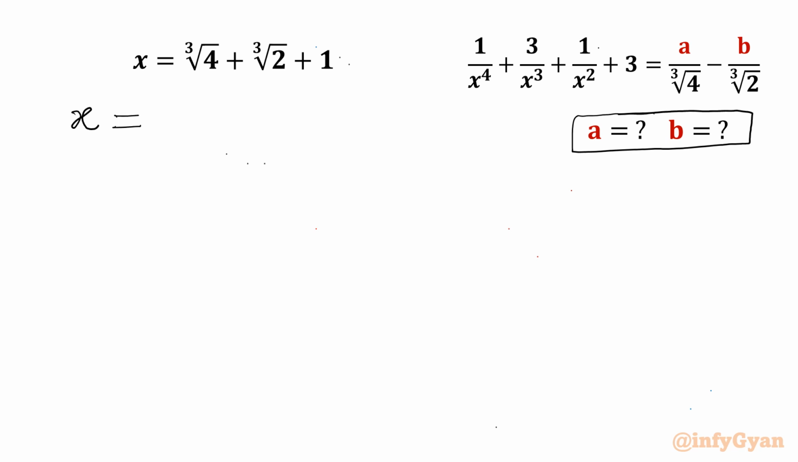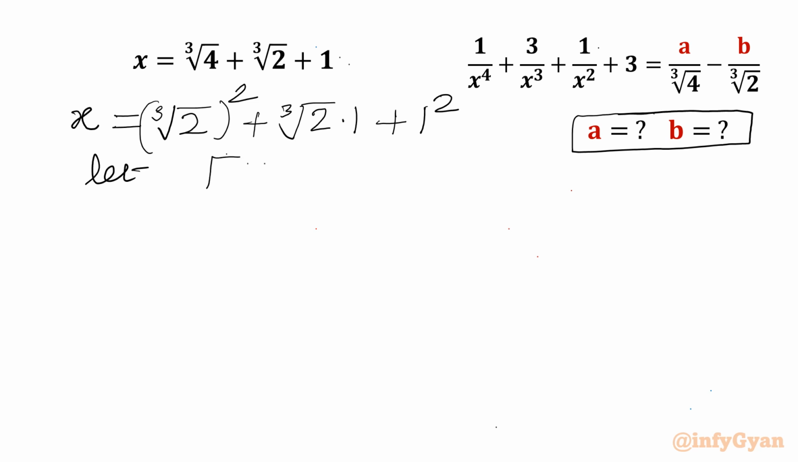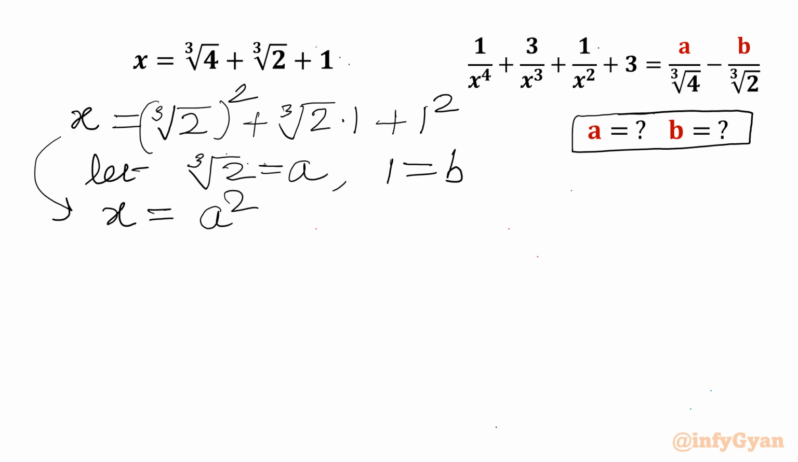Can we write cube root 4 as cube root 2 whole square? Then cube root 2, we can write as it is times 1, and the last term 1 can be written as 1 square. Now if I consider cube root of 2 equal to A and 1 equal to B, our x will become A square plus AB plus B square.